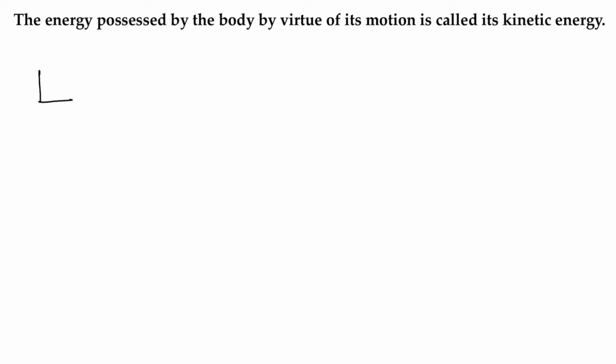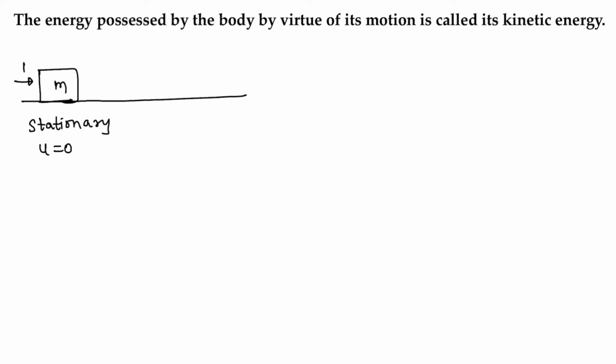Let us consider a block of mass m which is stationary on the ground. This block is stationary. Now if the block is stationary, we can say its initial velocity is 0. This block will change its position only when a force is applied on the block. So due to the force applied, let us say the block displaces by distance s, and after covering displacement or distance s, its velocity becomes v.